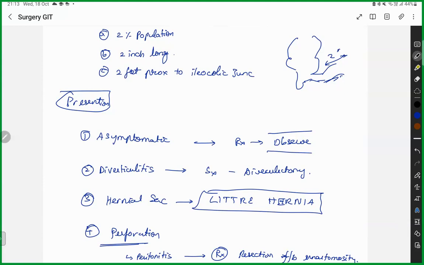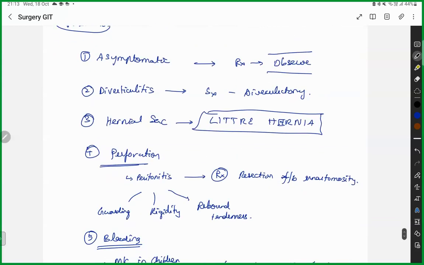And next is going to be perforation. What happens when there is a perforation? There is going to be peritonitis. What are the 3 cardinal symptoms of peritonitis? Rebound tenderness is going to be there. And number 2, there is going to be guarding and rigidity. The treatment is going to be resection followed by anastomosis.